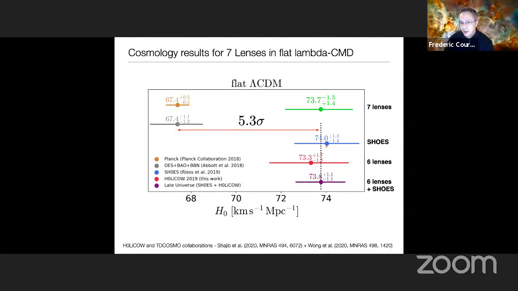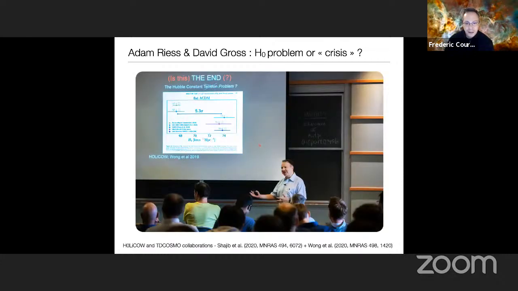Since supernovae and lensing are completely different probes, we can combine them. And if you do this, that's the typical point you get. And now, if you compute the tension between these 2 points, that's 5.3 sigma. So the two measurements are now significantly away from each other. That supports the tension. So of course, that makes people quite happy.